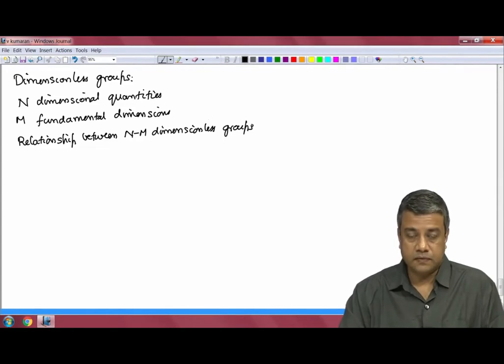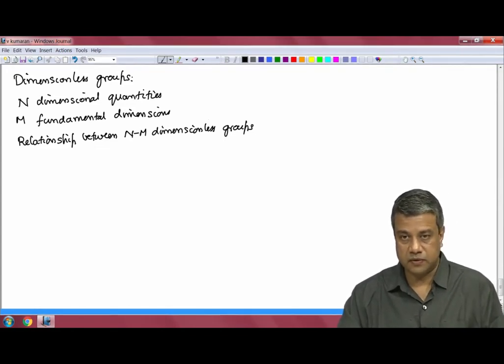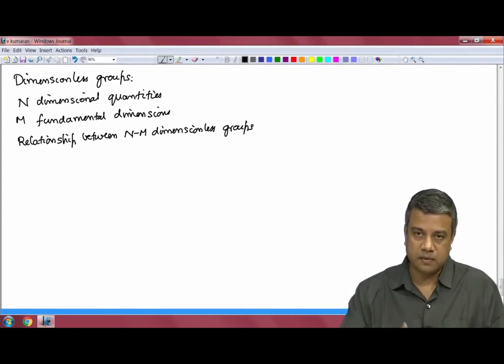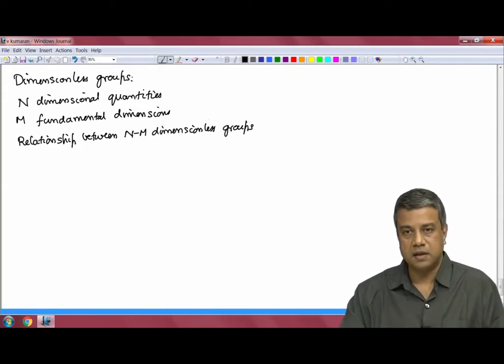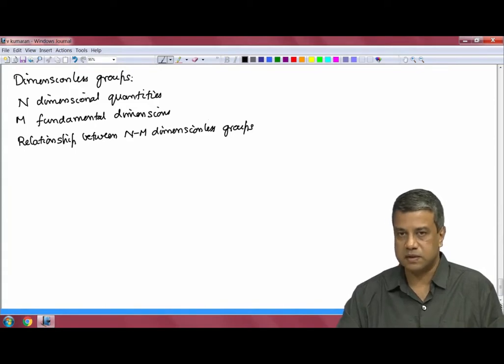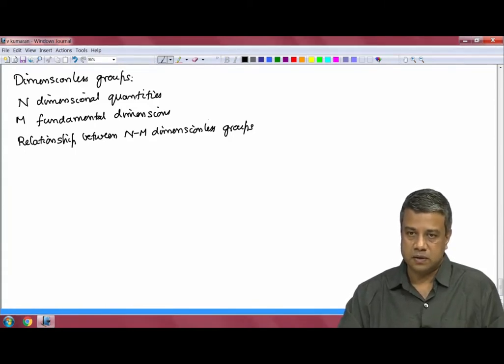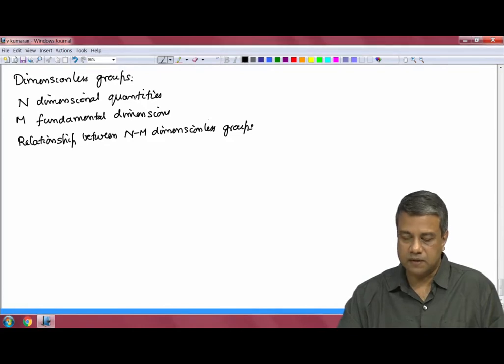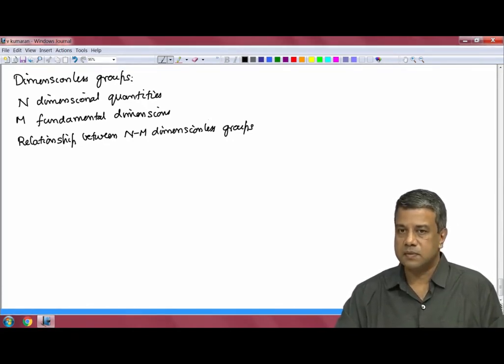Okay. So, for example, if n is 7 and m is 4, the original problem had 7 parameters, and so if you wanted to find a relationship, you would have to vary each of those 7 parameters independently to find out what is the relationship. But if there are 4 fundamental dimensions, I can reduce it to just 3 dimensionless groups. Okay. So, that significantly simplifies the relationship in the problem.